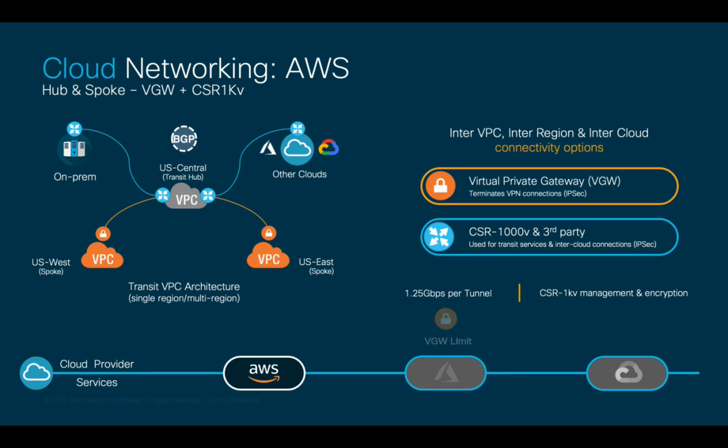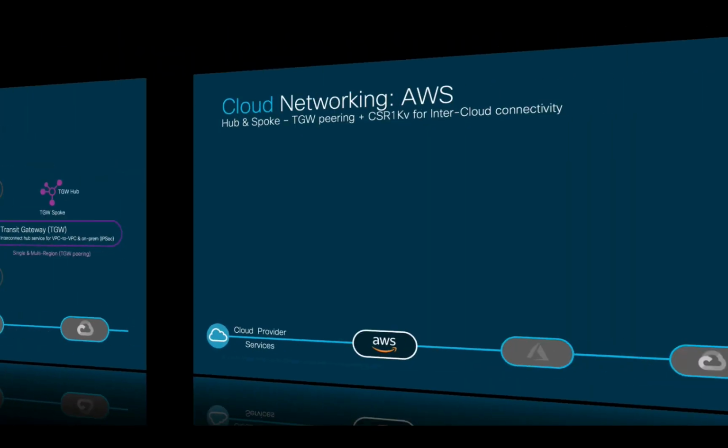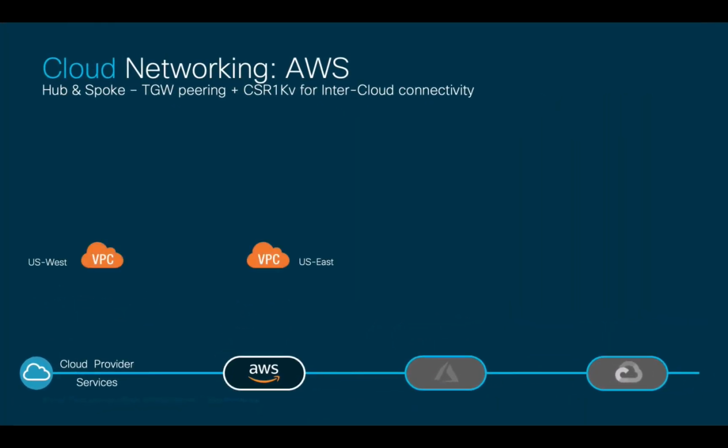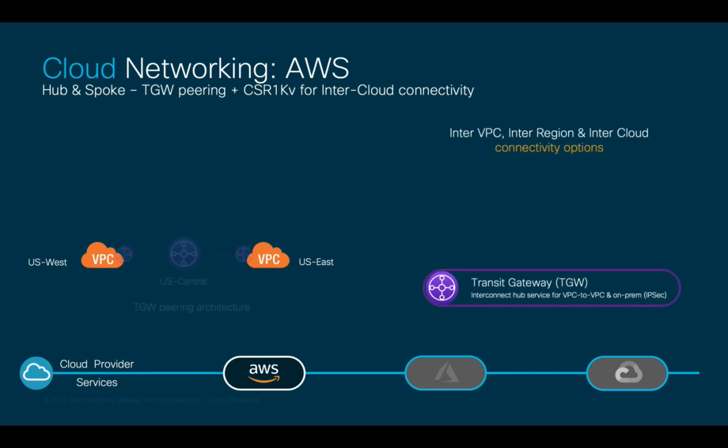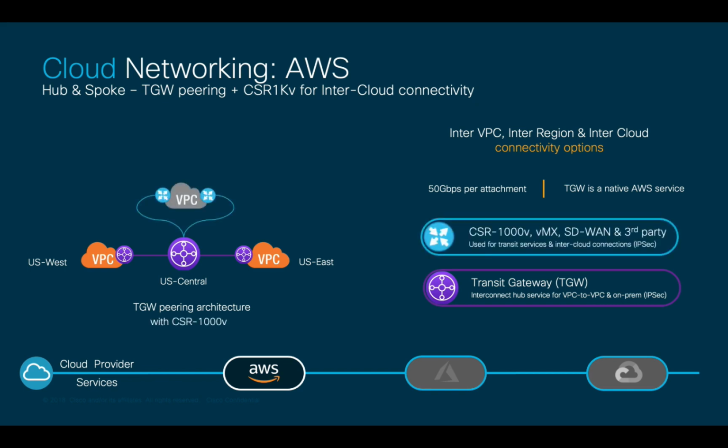As a third option, we have transit gateways or TGWs, which can also help communicate different VPCs in a single region or even in multiple regions through transit gateway peering. TGW is an interconnect hub service that the different VPCs attach to, allowing higher bandwidth per attachment than VGW and also offering VPN connection options to external environments. However, CSR1000B can also be used in conjunction with TGW for external connectivity to on-prem sites and across clouds for the same reasons mentioned before.